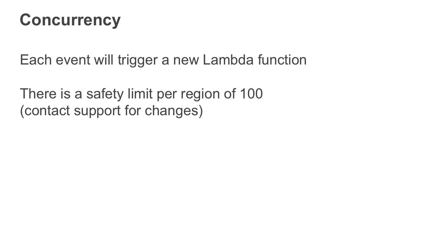Concurrency is another important thing to think about. Every event that happens on one of these trigger sources will trigger a new Lambda function. So if I've got a single file on S3 or I've got 100 files on S3, each one of those is going to trigger a new Lambda function. Now, right off the bat, there is a safety limit of 100 per region.